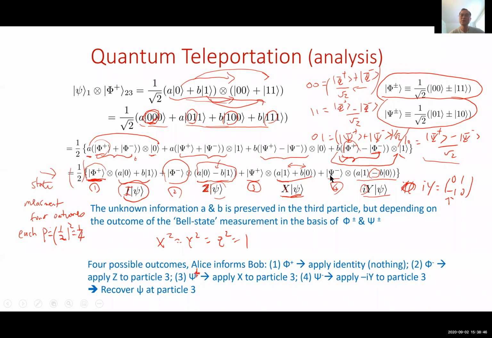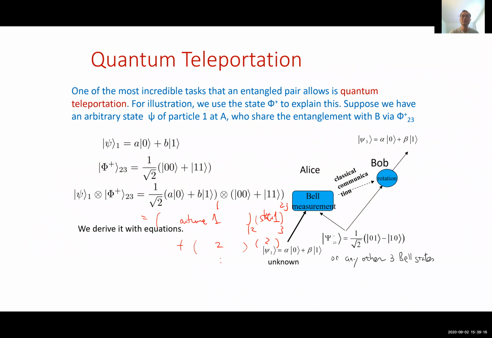And if the last outcome, you applied minus iY just to make it identity. So you can recover at particle 3, recover exactly the same state that was unknown to Alice, at Bob's side. Okay, so this is the mathematical derivation of quantum teleportation, and it's really explained in this picture. So you have the unknown state, you have shared entanglement, and you perform measurements 1 and 2.